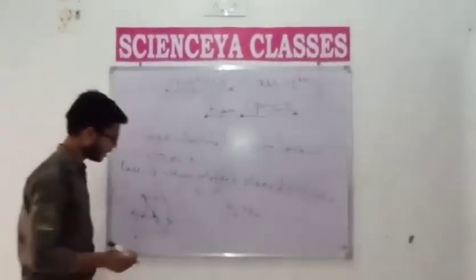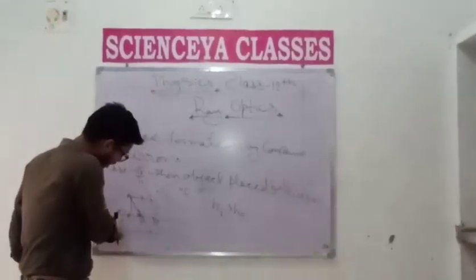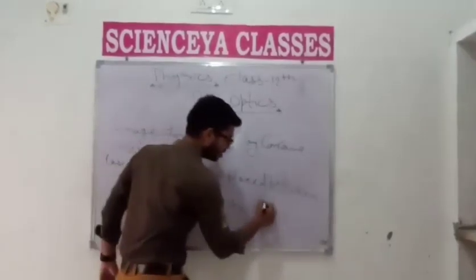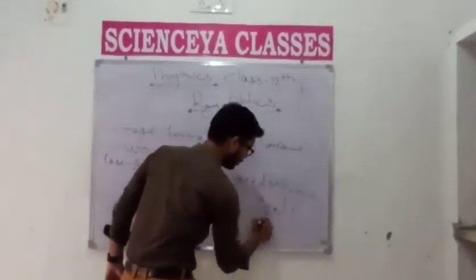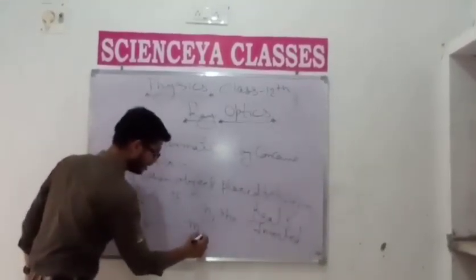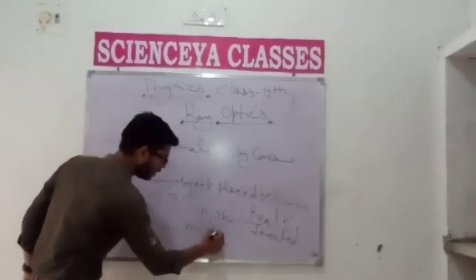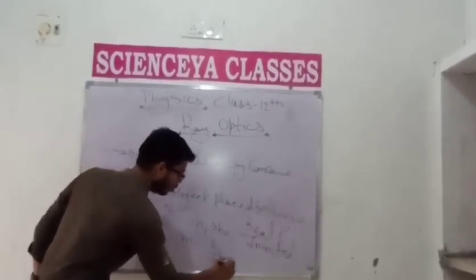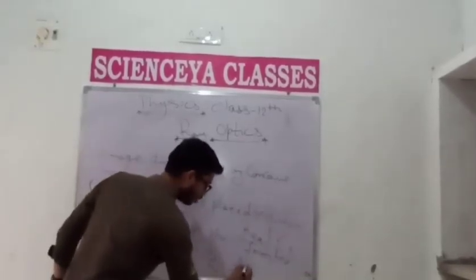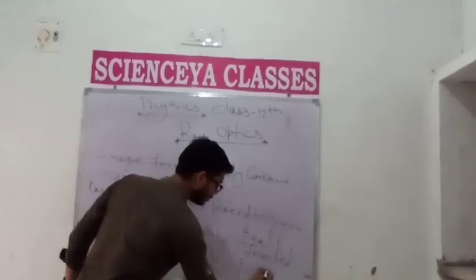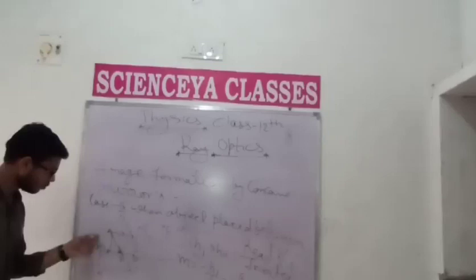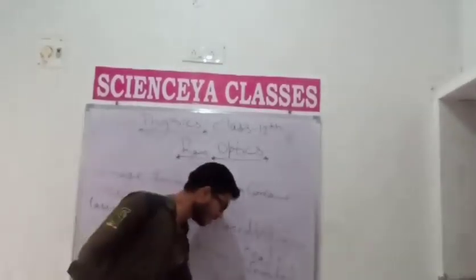So student, in this case the height of the image is much greater than the height of the object, and the same thing, the image is formed real and inverted. The linear magnification is also negative HI upon HO ratio. Suppose it is 5 and it is 3, so it is simply minus 1.6. Okay student? So this ratio is negative, and this is the linear magnification.